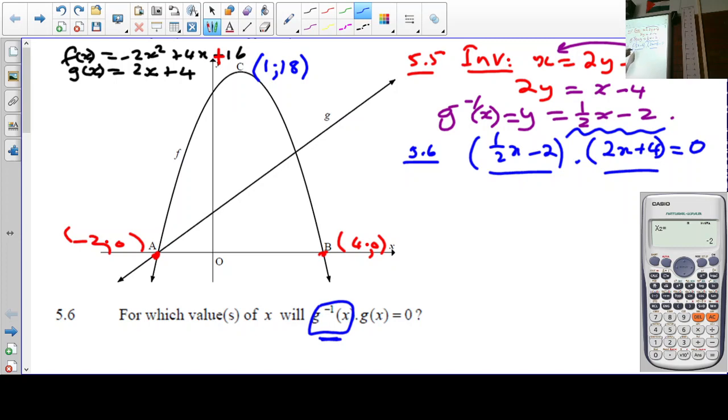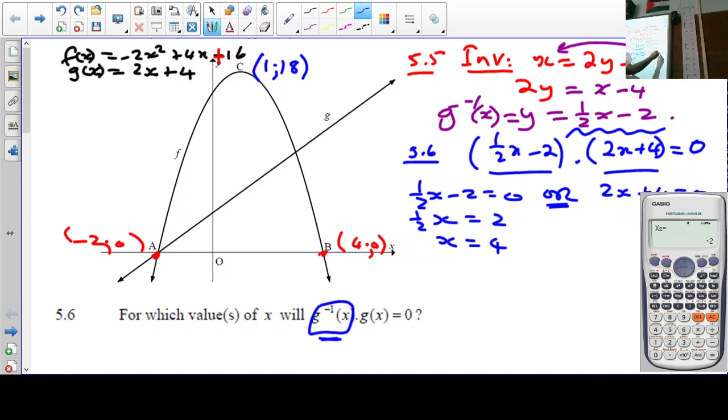So it's going to be half x minus 2 is equal to 0. Half x is equal to 2, so x equals 4. Or on the other hand, it is where 2x plus 4 equals 0. So 2x is equal to minus 4 and x equals negative 2. Okay, any confusion there? Let's look at the last question before you leave.